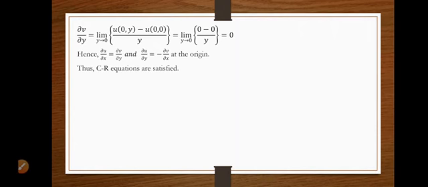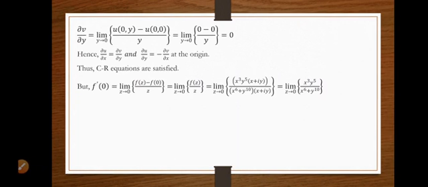Now we have to show that the function is not analytic. A function is analytic if it has a unique derivative at each and every point of that region. Now we are going to prove that this function is not analytic, meaning we have to prove that it does not have a unique derivative. So let us start this second part.